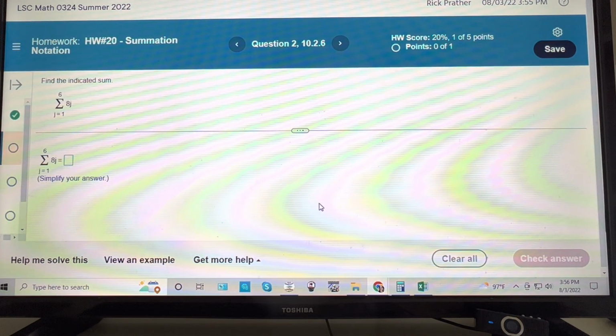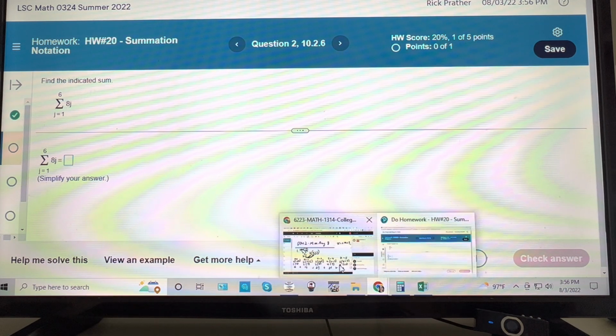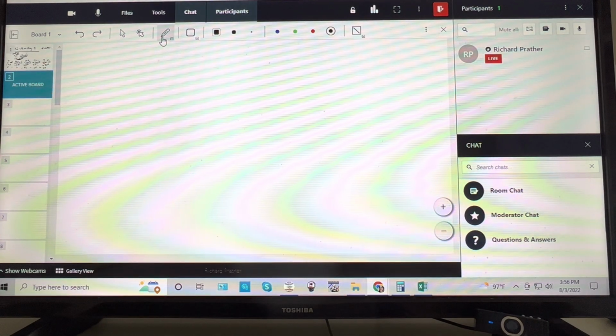Okay, notice they switched to J instead of K. That doesn't really matter as long as I have J's in the expression, which I do. So J equals 1 to 6, and all I have is 8J. There's just a single variable this time. The expression can basically be anything they want it to be.